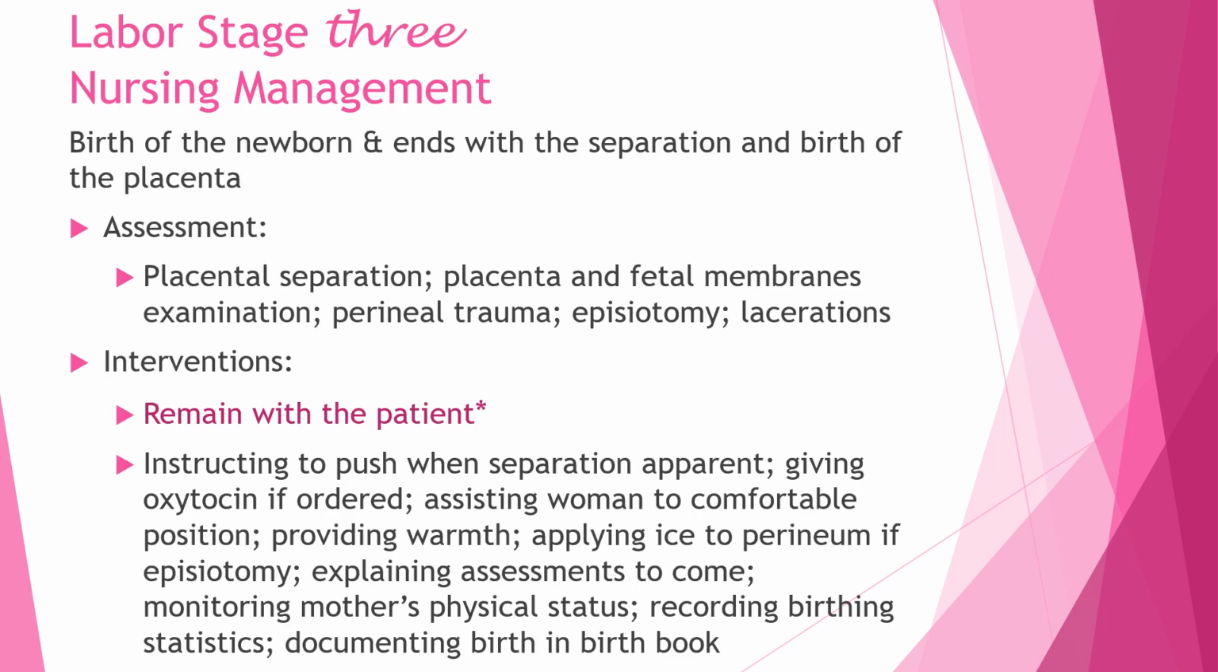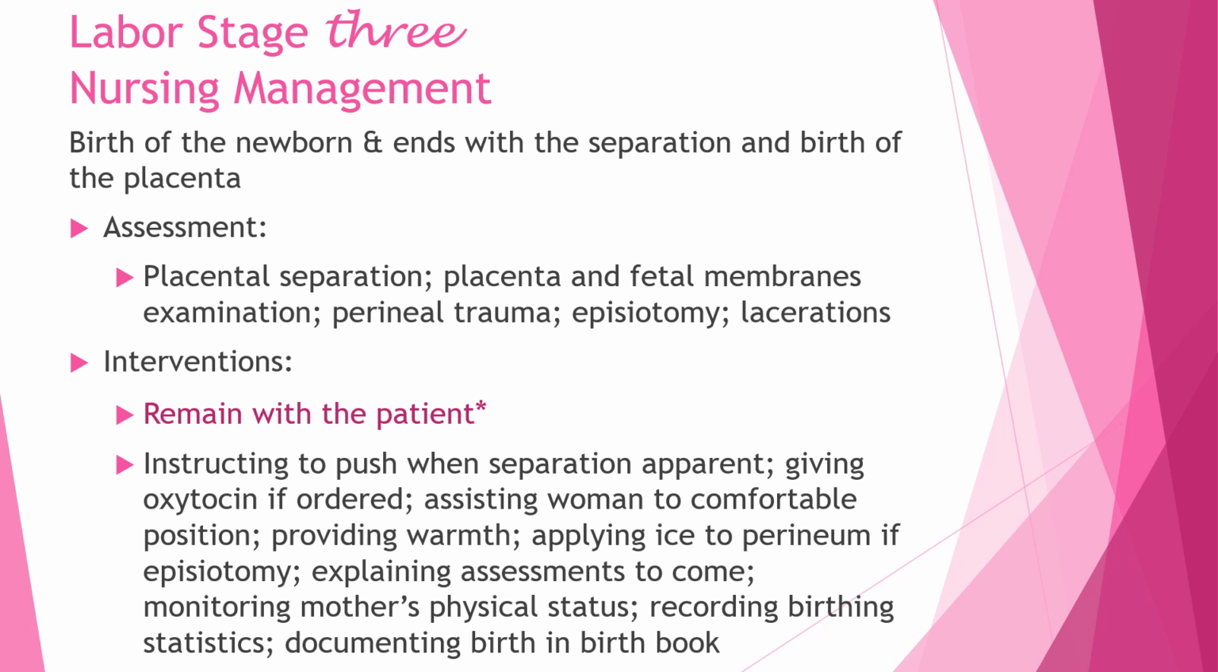The third stage of labor begins with the birth of the newborn and ends with the separation and birth of the placenta. During this time, gastric motility and food absorption decreases, which increases the risk of nausea and vomiting during this transition stage of labor. Transition phase consists of two parts, placental separation and placental expulsion. Placental separation is when the placenta pulls away from the uterine wall. Placental expulsion is when the placenta is actually expelled, which can last anywhere between 2 minutes to 30 minutes.